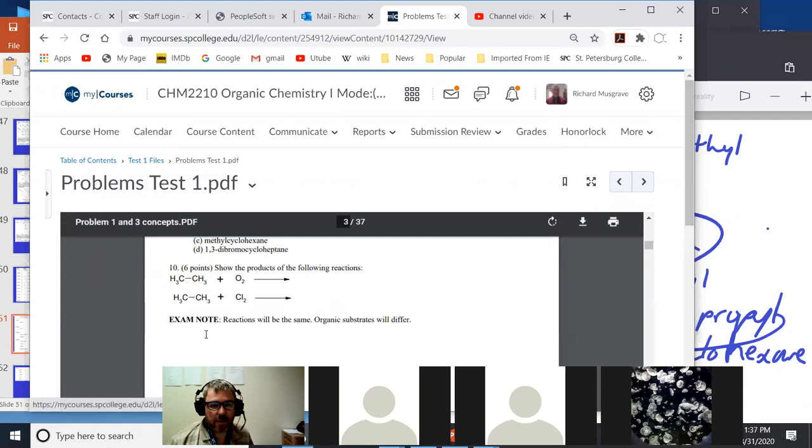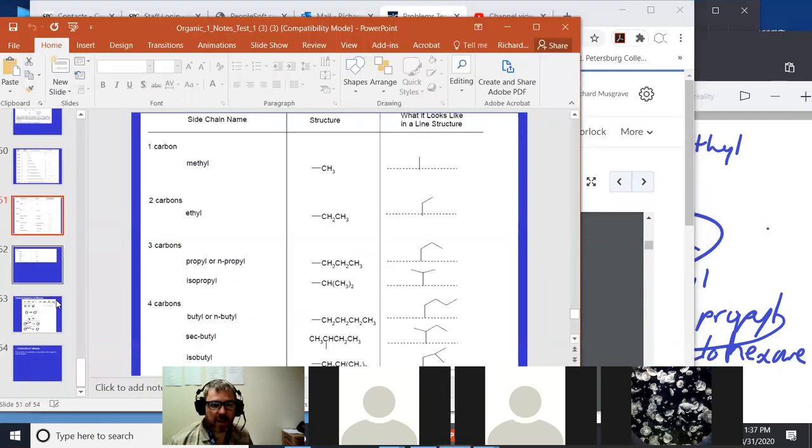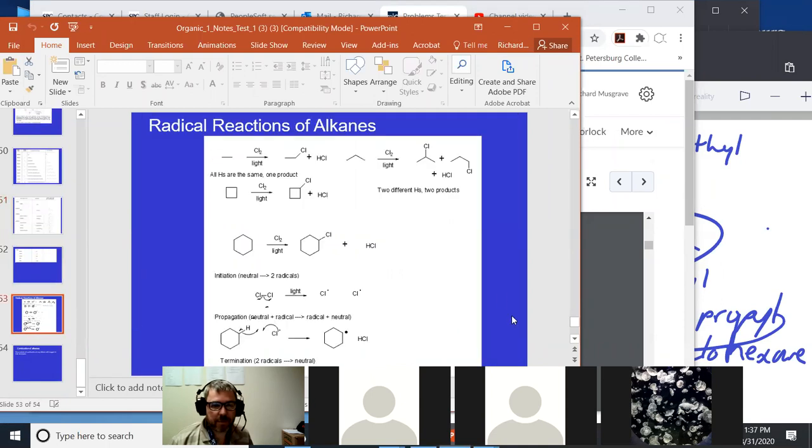We'll continue on with this next part here, the alkane reactions. We'll just get a start on it today, and I'll finish it up on Wednesday, and then we'll be spending the rest of the time hopefully on review. So, radical reactions of alkanes.